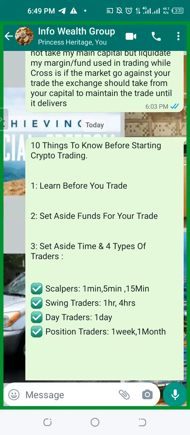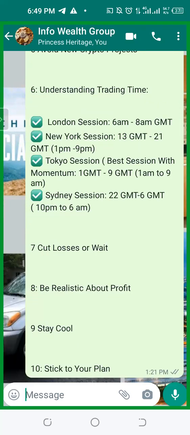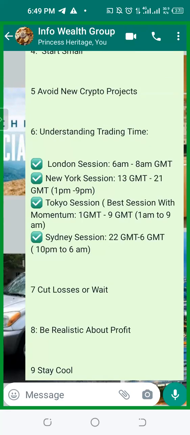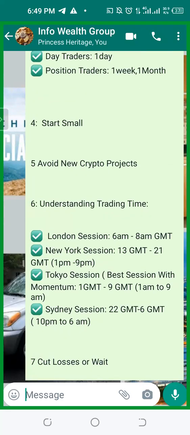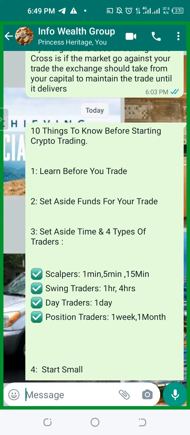And there's always a joke that I hear, that people will say, make sure you buy food before you put money in crypto. And it's true. But make sure that you set aside funds for your RoyalQ trade. It is very, very important.